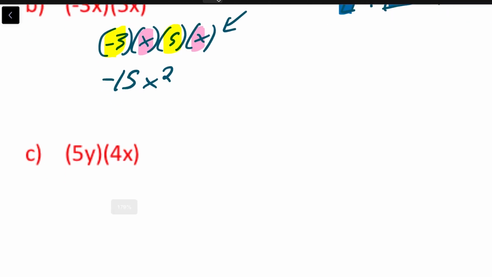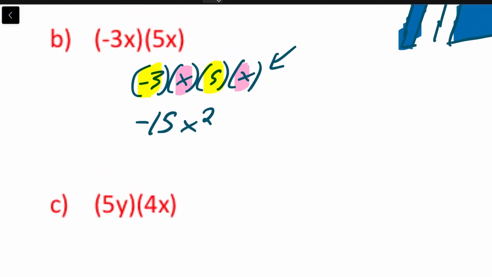So in C, I'm just gonna go straight from the question to the answer. So I have my coefficients, 5 and 4, multiplied together, give me 20. And then my variables are y and x. And so y times x is xy. I do put them in alphabetical order so that they're in alphabetical order.